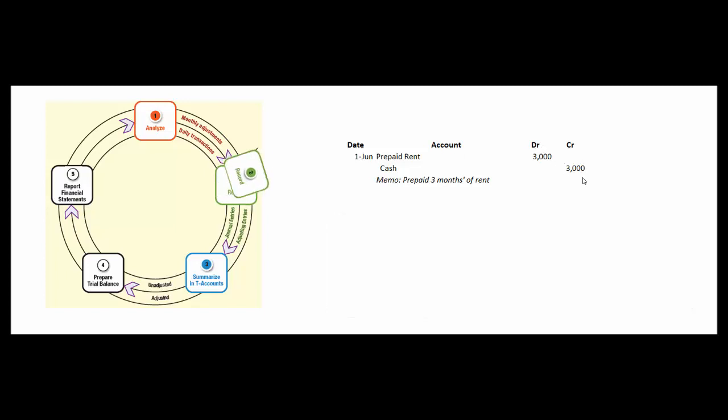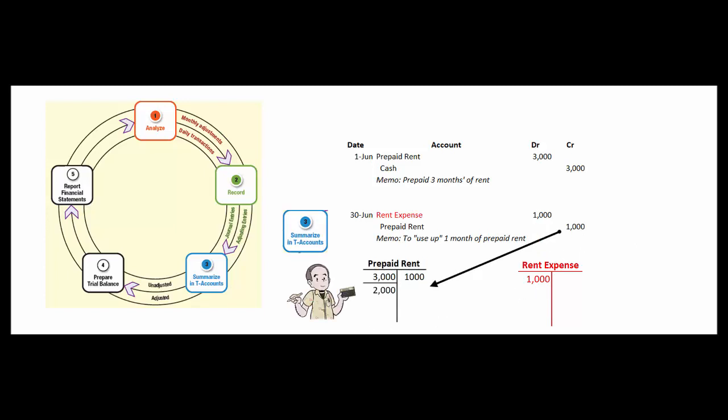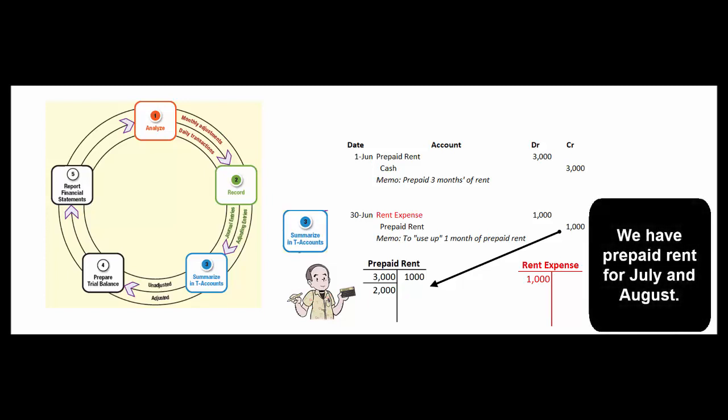Then we get to the end of the month and it's time to make an adjusting journal entry. We debit rent expense for $1,000. That's the rent for June. Expenses are debits. And we credit prepaid rent for $1,000. So now we've got our rent expense of $1,000 for the month of June, and the balance in our prepaid rent account is down to $2,000, representing the prepaid rent for the months of July and August.